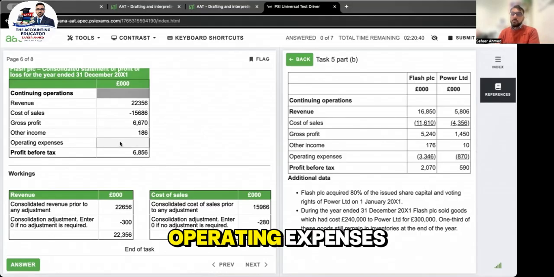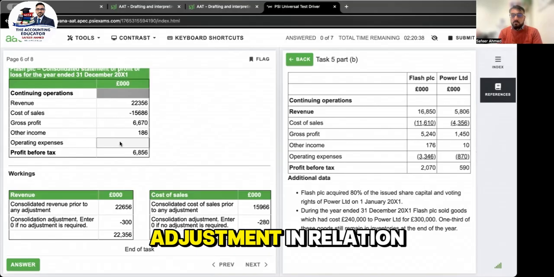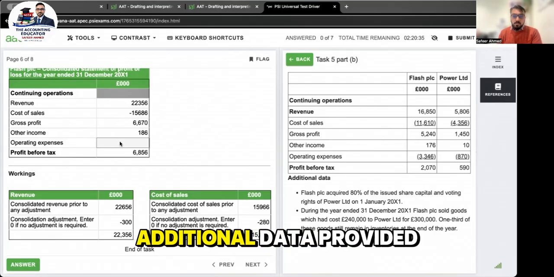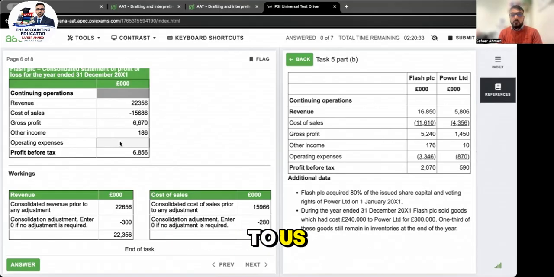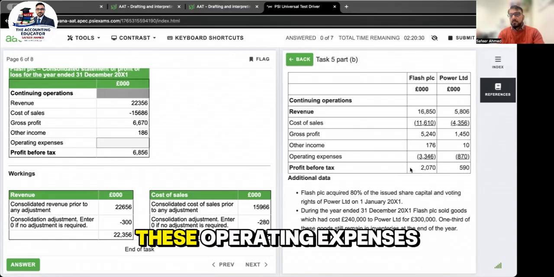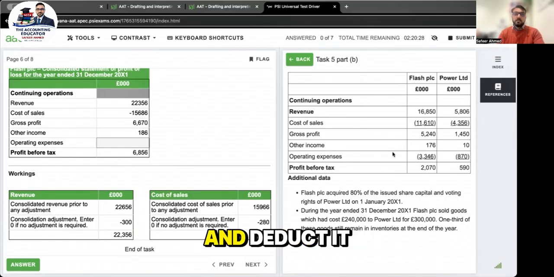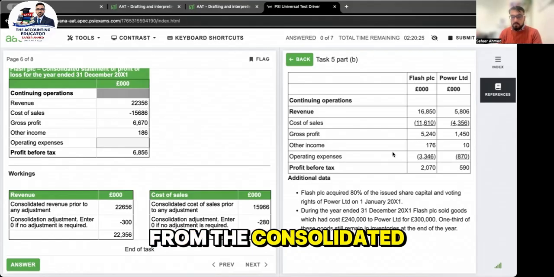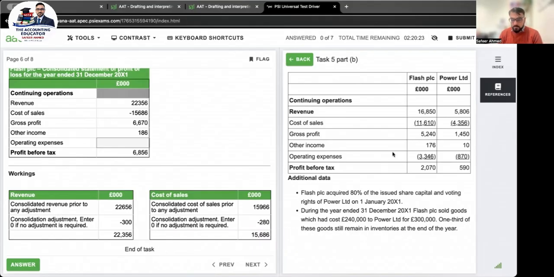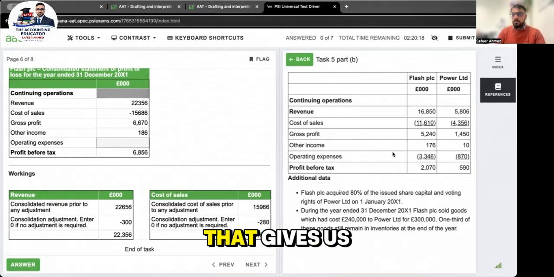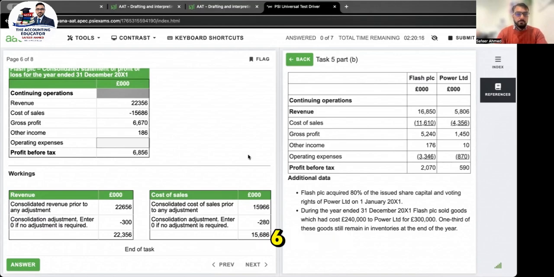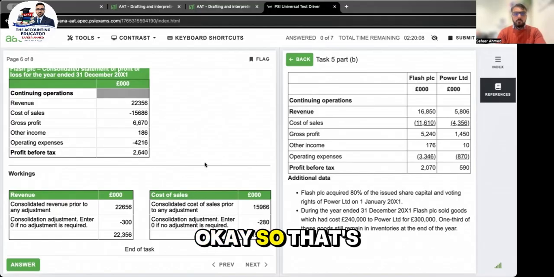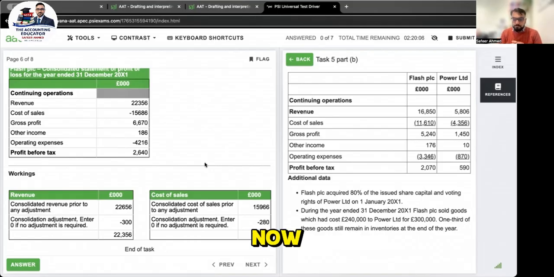But we have to deduct the operating expenses. There is no adjustment in relation to that, as there is no additional data provided to us. So all we have to do is add the operating expenses of the two companies and deduct them in the consolidated statement of profit or loss. So 3,346 plus 870 gives us 4,216. Okay, so that's your profit before tax now.